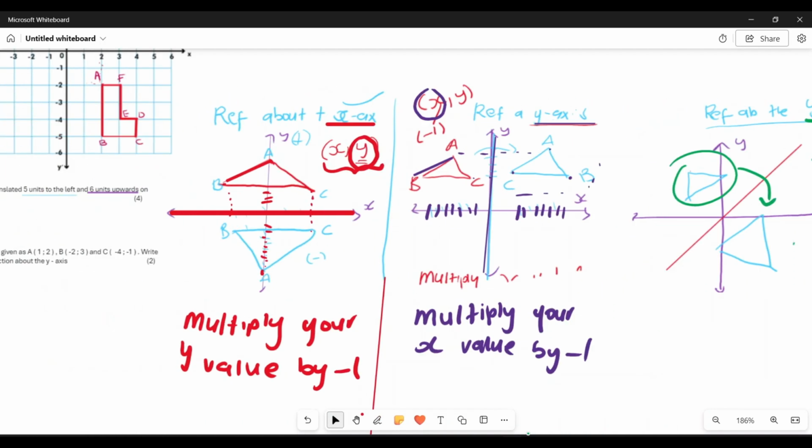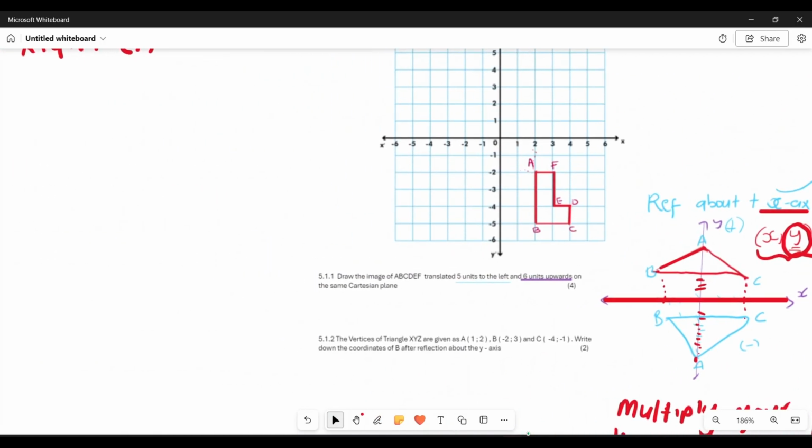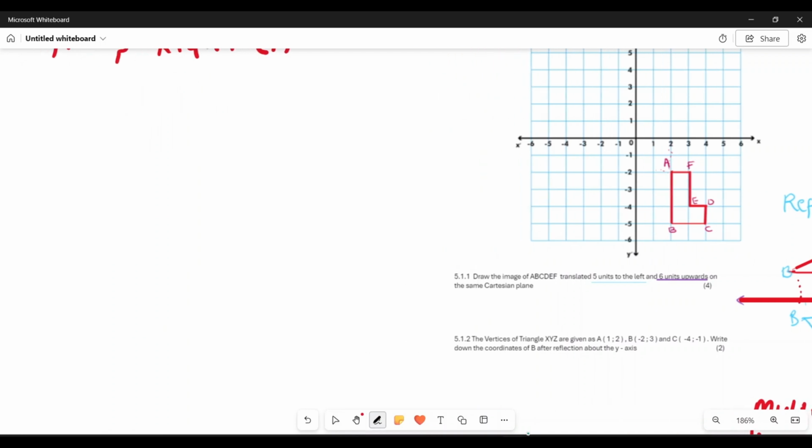Now, let us look into these questions that we are given. Draw the image of ABCDEF, basically the shape, if it's translated 5 units to the left and 6 units upwards on the same Cartesian plane. Now, we need to apply the very same principles that we learned about. So first, I'm going to try and identify the coordinates of this original shape, right? Doing that on the side, I have A up until F.